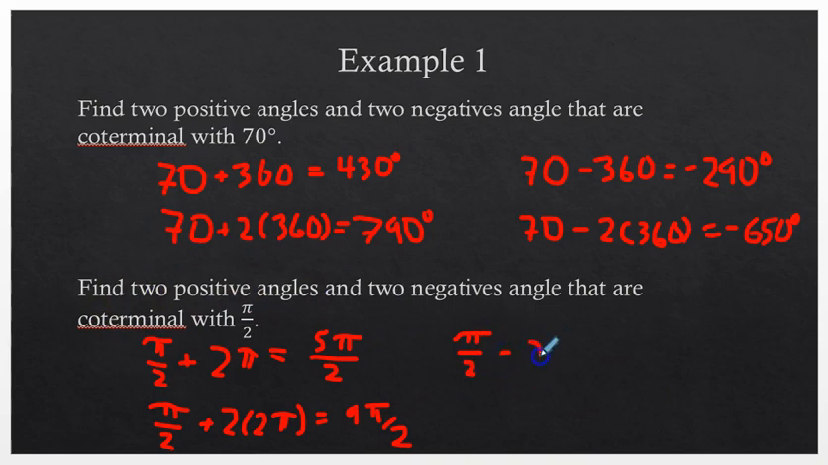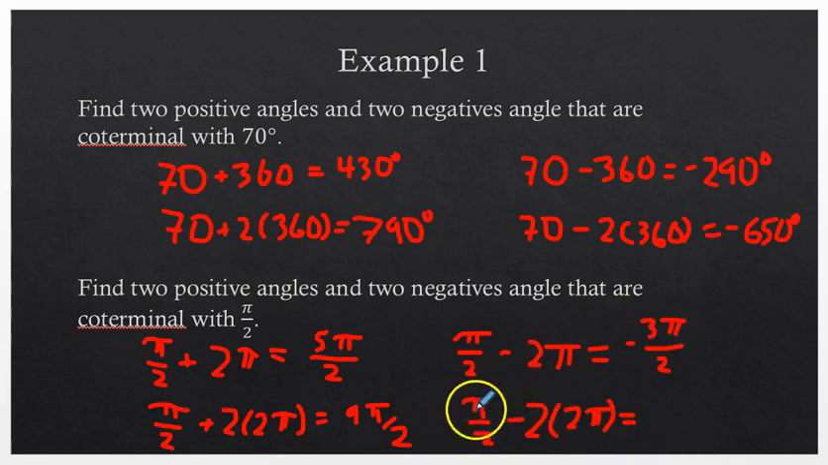So pi over 2 minus 2 pi for one of them, and pi over 2 minus 2 times 2 pi for another one. So again, 1 pi over 2 minus 4 pi over 2, that would be negative 3 pi over 2 for common denominators. And if I'm doing 1 pi over 2 minus 8 pi over 2, this would be negative 7 pi over 2.